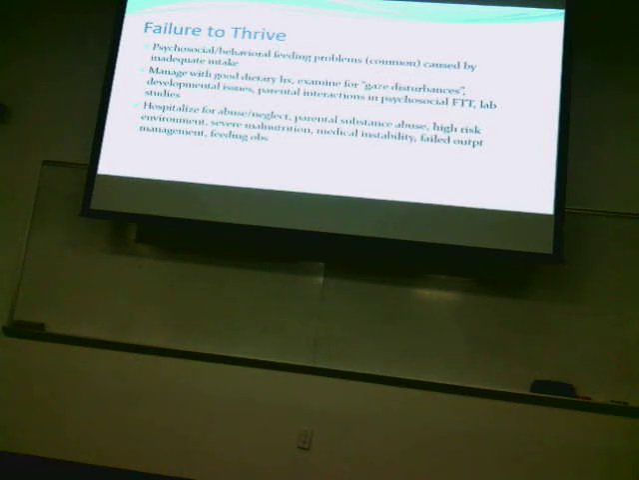So you want to look for any gaze disturbances in a kid, developmental issues. You want to watch for parental interactions and any psychosocial failure to thrive. And also get some lab studies as well. So these kiddos need hospitalization for any abuse or neglect, parental substance abuse, high-risk environments, severe malnutrition, medical instability, or if they even failed outpatient management, they need to be inpatient for feeding observation.